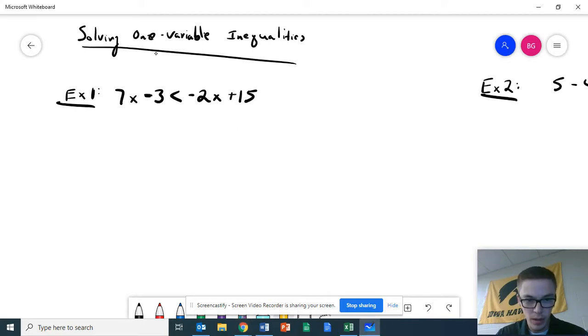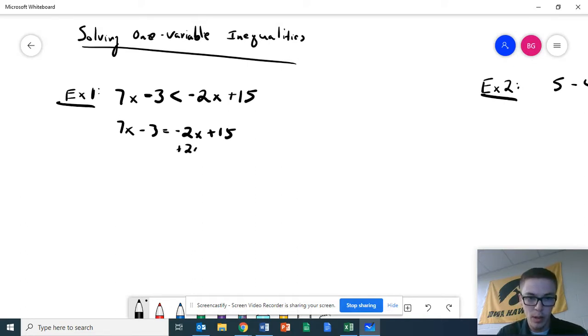So I'm going to go 7x minus 3 equals negative 2x plus 15. And we're just going to go ahead and solve for x, which means just get that boundary point. Remember, the boundary point is where the open or closed circle is. That's what we need to find first. Where is that going to be at? That's the boundary point. So I'm going to get all my x's to one side.